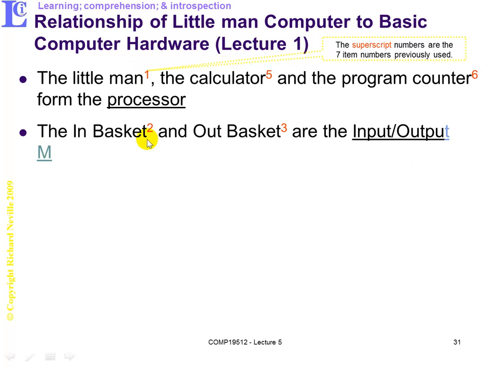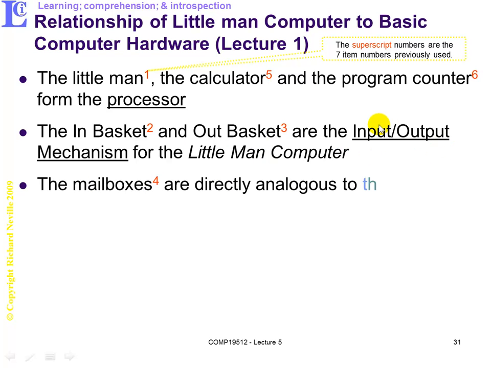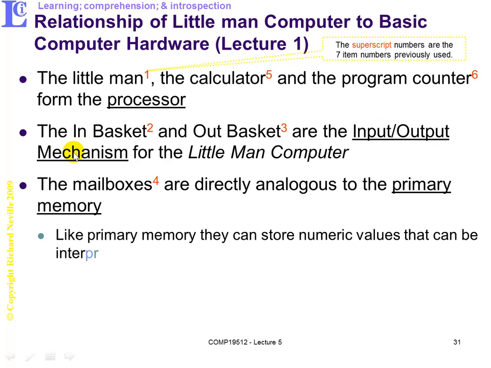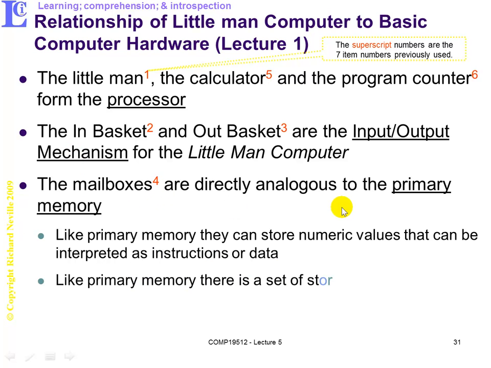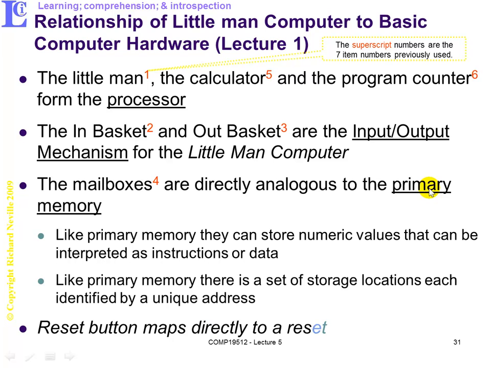Now the in and out basket 2 and 3 are analogous to input and output mechanisms in a real computer. Whereas 4, the mailbox, is really the primary memory. We'll talk more about that later in the course. Now this primary memory stores numeric values and can be interpreted maybe as instructions or data. So the primary memory is a storage location with a unique address, and at that address you can place a sheet of paper or retrieve one. And this maps directly the final entity, entity 7, the reset button, maps to a physical entity on your computer. You can press a button to restart it and reset it.